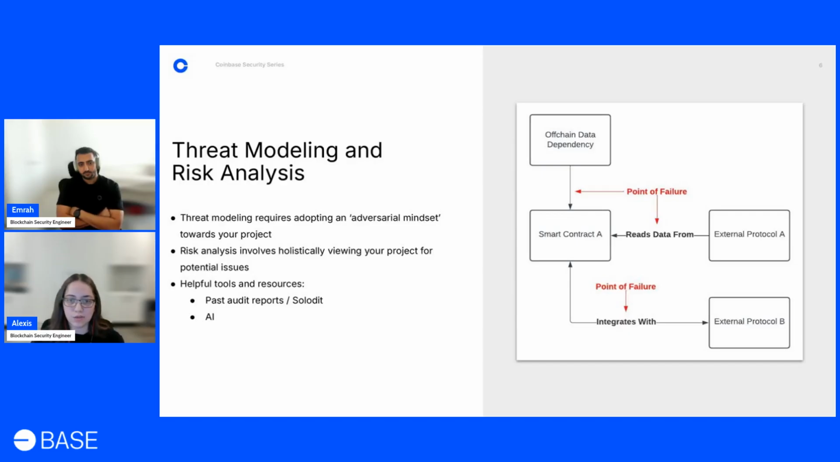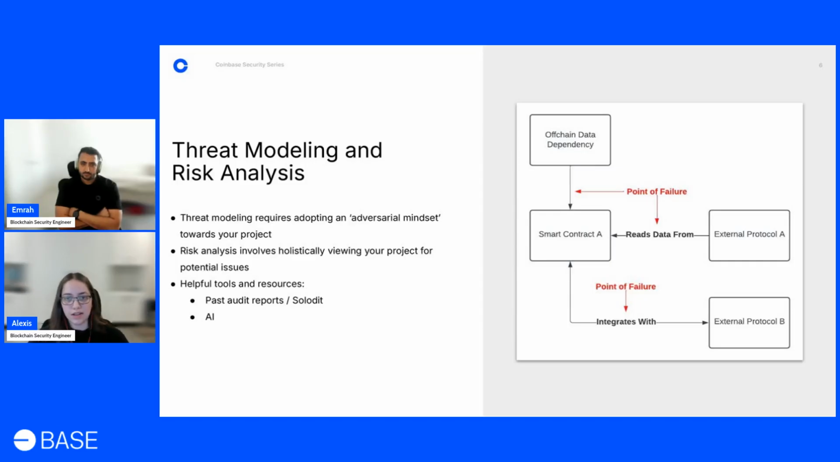Looking at the diagram on the right, we can see that even without having any code, we can begin to threat model. Even this simple diagram of a smart contract that reads external off-chain data and data from external protocol A and integrates with an additional external protocol B offers insight into where potential issues can arise. So we can already see, even with this simple diagram, marked potential points of failure, which in our case would be the integration points between these three components in our design.